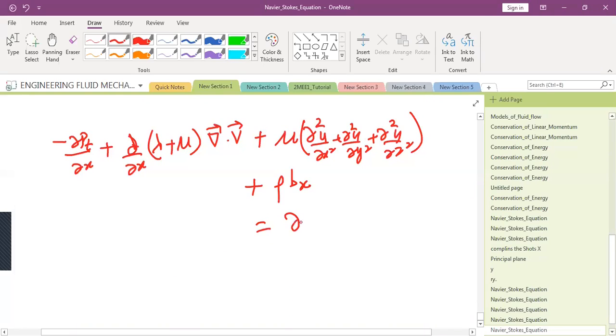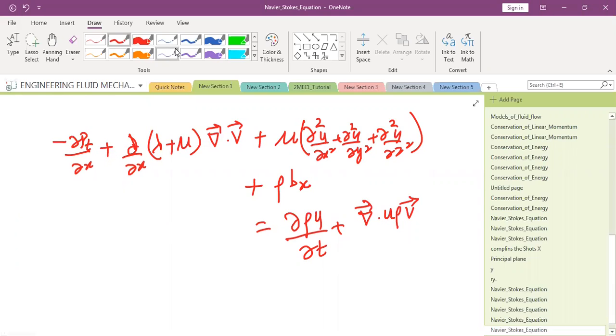Rho times the total derivative of u, that is rho times del u by del t plus del dot u rho u. This is the x-momentum Navier-Stokes equation, or you can say this is the Navier-Stokes equation in the x direction. Now I want from your side the corresponding y and z components. What should I do? Quickly follow the symmetry.